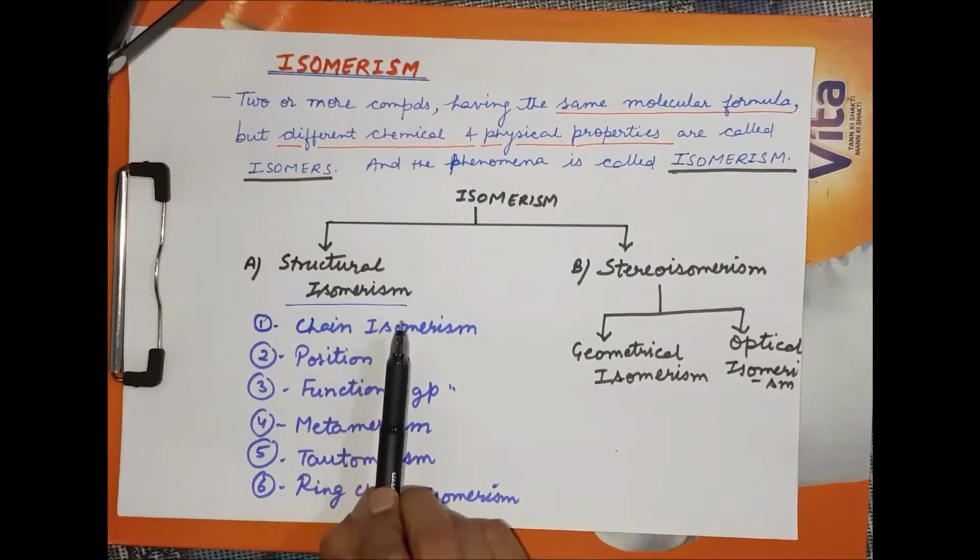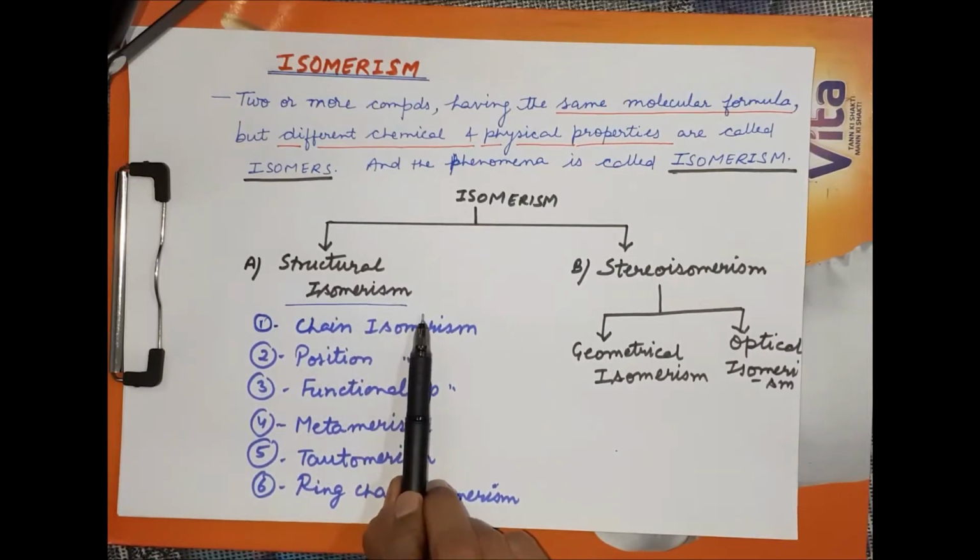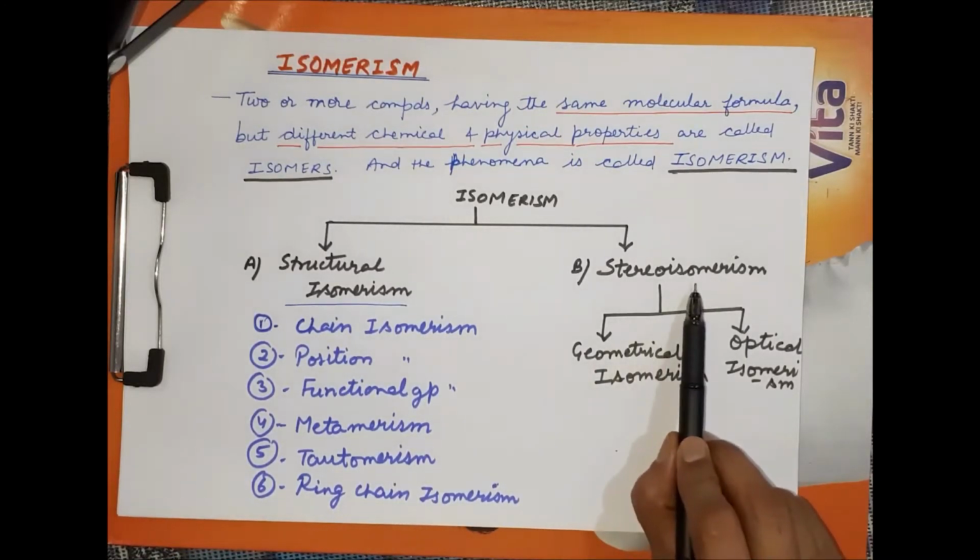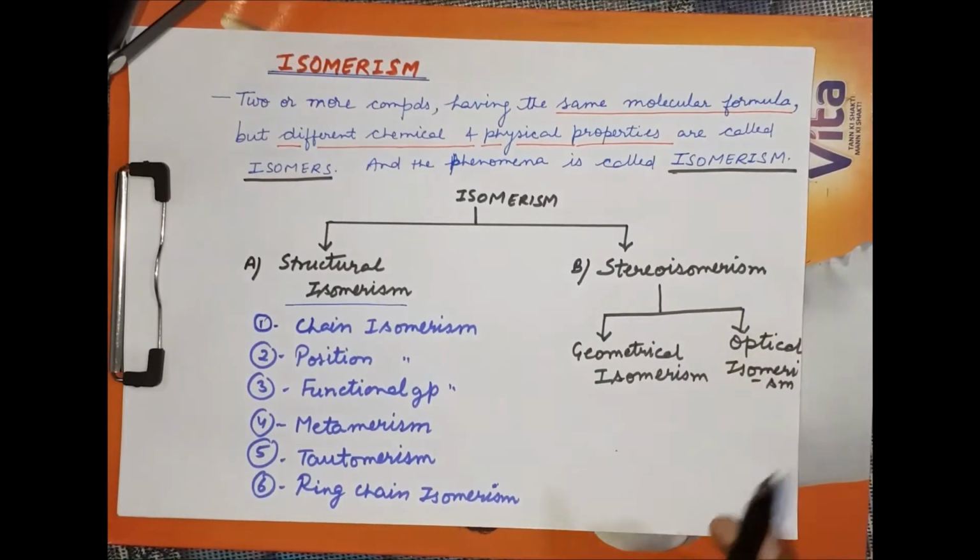So structural isomerism means what? When two molecules with the same molecular formula differ in their structures from each other, then they are called structural isomers, and this phenomenon is called structural isomerism. And the second type, stereoisomerism, means when the isomers have the same structural formula but differ from each other in the arrangement of atoms and groups in space, then they are called stereoisomers, and this phenomenon is called stereoisomerism.